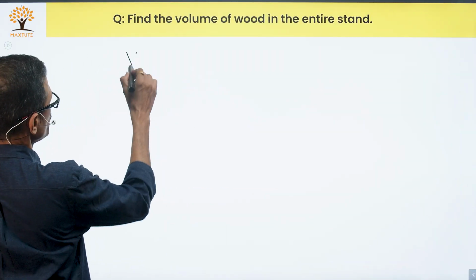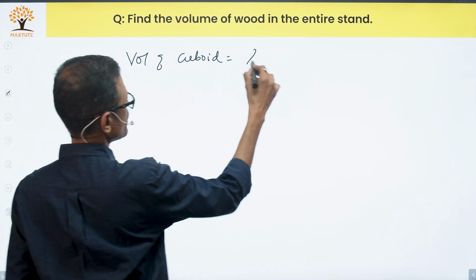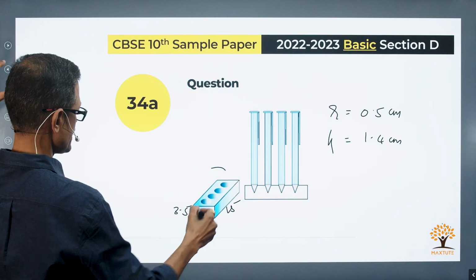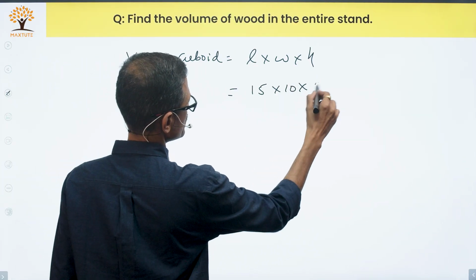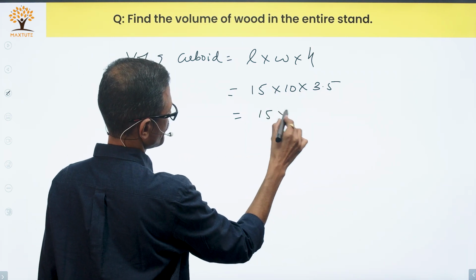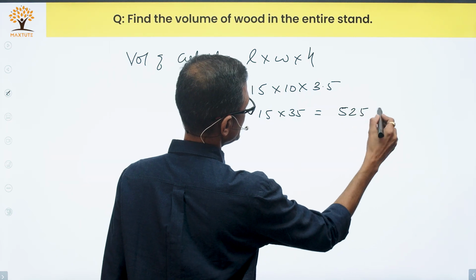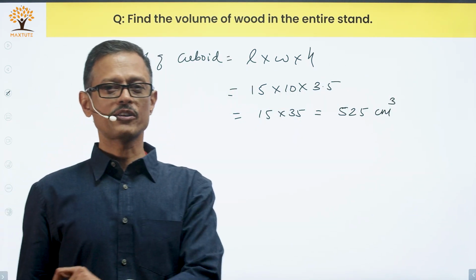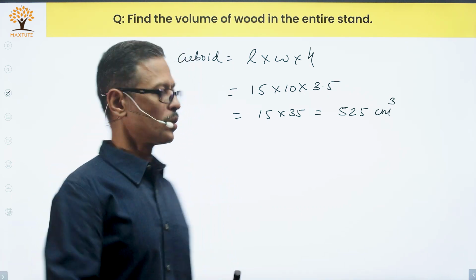So volume of cuboid, let's find out. Volume of cuboid is equal to length into width into height, which is 15 times 10 times 3.5, which is equal to 15 into 35, 350 plus 175, which is 525 centimeter cube. So we found out what the volume would be if there had been no depressions. Now we're going to find out the volume of one cone, right?